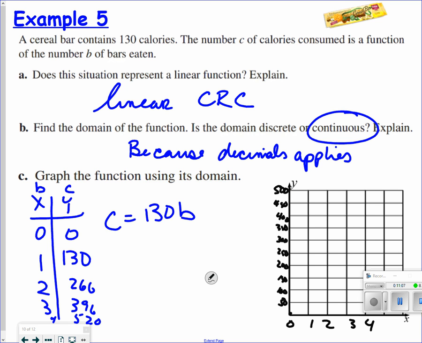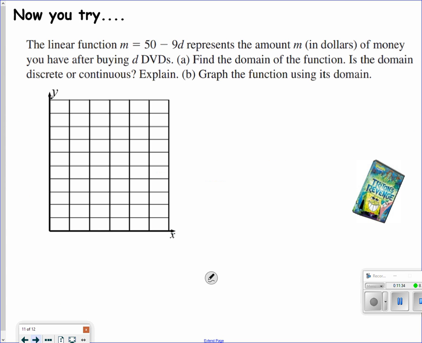0, 0, 1, 130, 2, 260, 3, 390, and 4, 520. I am going to connect this one because it is continuous and because you can have part of a candy bar. Anytime you can have part of something, that is considered a continuous graph. Hit pause for a second and you try.